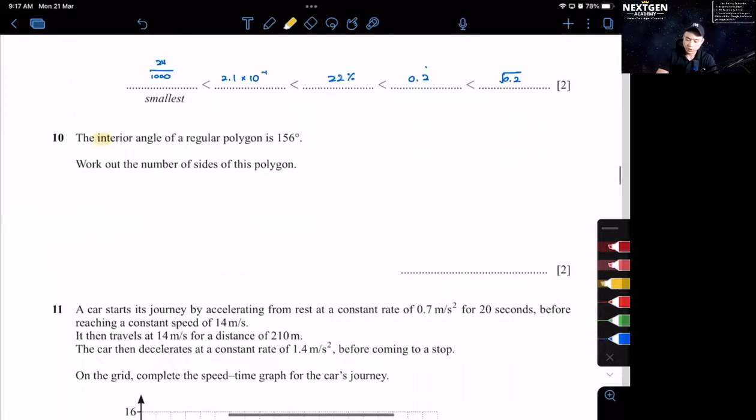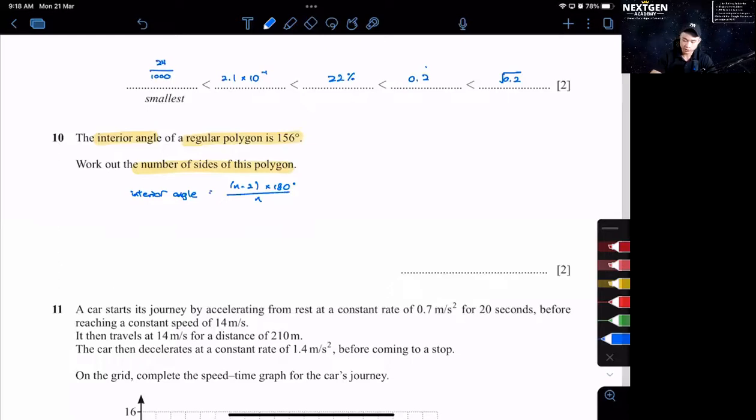Let's look at question 10. The interior angle of a regular polygon is 156 degrees. Work out the number of sides of this polygon. I'm going to use the interior angle formula to do this. You can use the exterior angle also, it's totally fine. The formula is (n minus 2) times 180 degrees over n. This is for the interior angle of a regular polygon. Make sure you memorize this formula because most likely there will be one question in your official IGCSE paper.